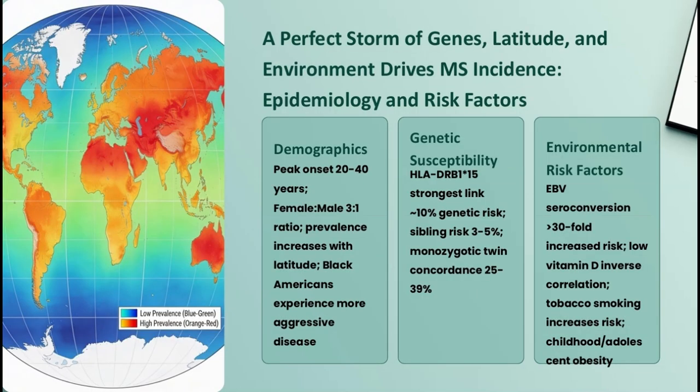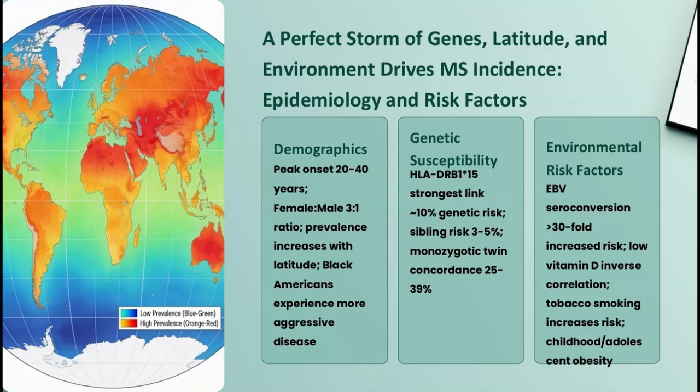The typical age of onset is between 20 and 40 years. There is a clear female predominance, with a female-to-male ratio of approximately 3:1, suggesting hormonal and immunological influences. Geographically, prevalence increases with latitude. This likely relates partly to sunlight exposure and vitamin D biology. Migration studies are particularly interesting. Individuals moving from high-risk to low-risk areas before puberty tend to adopt the lower risk, highlighting environmental influence during early immune development.